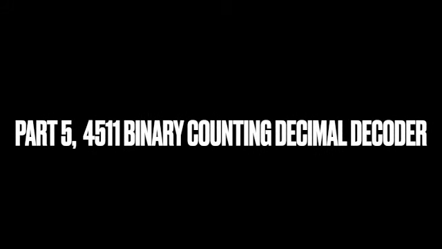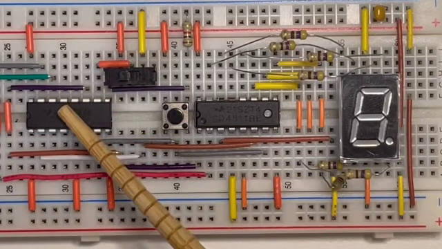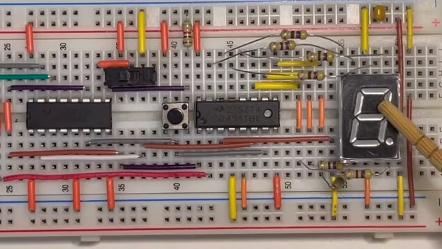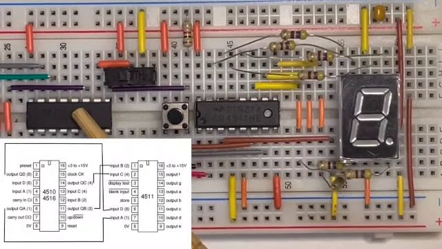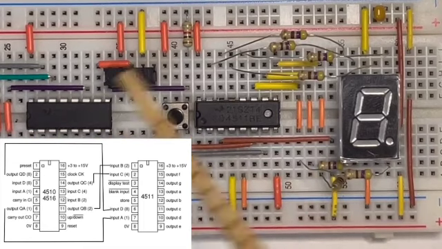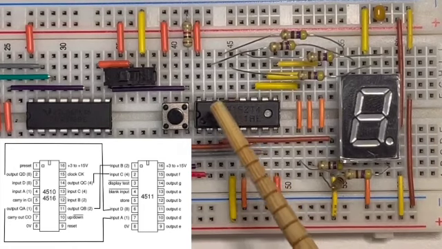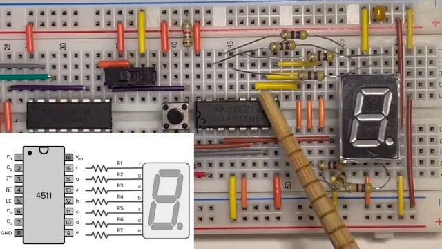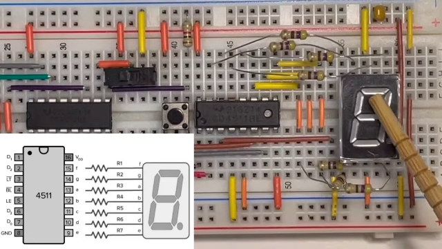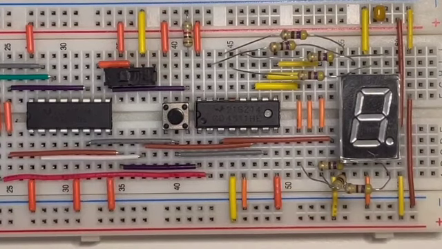Part 5, the 4511 binary counting decimal decoder. The purpose of this chip is to decode the signal coming from the 4510 in order to drive this 7-segment display and display the numbers in decimal form. By connecting the outputs QA to QD coming from the 4510 into the inputs A to D in the 4511 chip, but then by connecting individual resistors from outputs A to G into inputs A to G on the 7-segment display, we can display the numbers being counted in decimal or base 10 form.